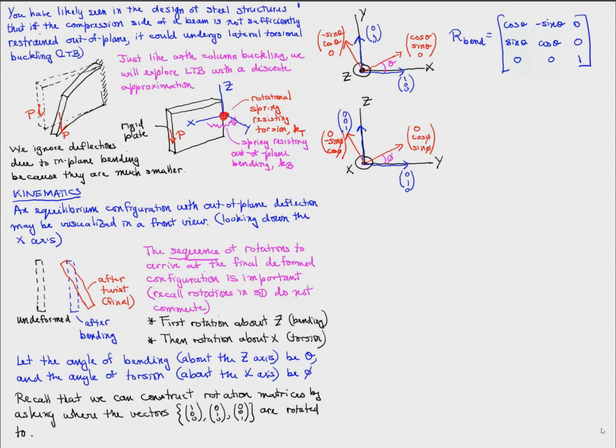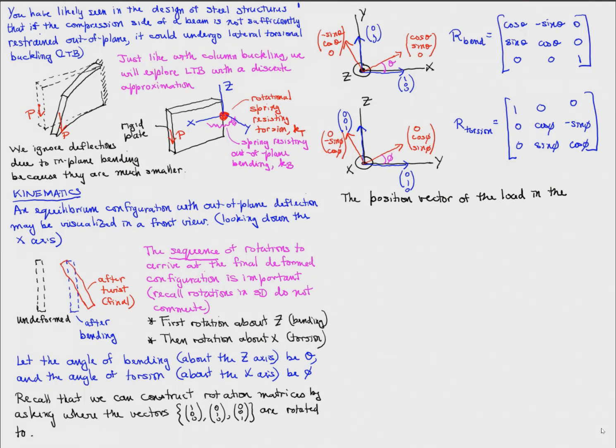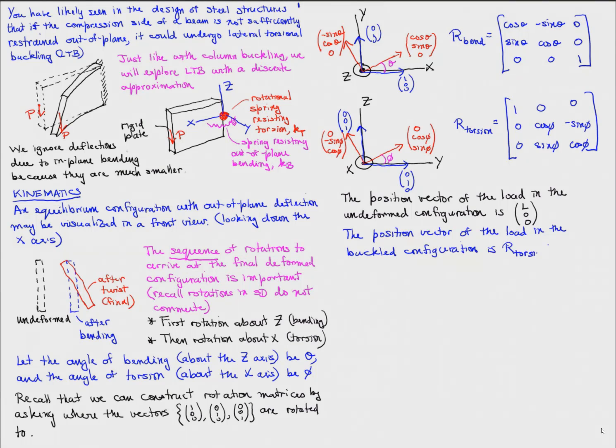Similarly, the rotation of phi about the x-axis, which is torsion, can be constructed in this way, which we'll call R torsion. Now, the position vector of the load in the undeformed configuration is simply L, 0, 0. The x component is L, and the length of the beam is L. The position vector of the load in the buckled configuration is found by applying these two rotations in sequence to the undeformed position vector. So R torsion times R bend times L. So we're applying R bend first and then R torsion.